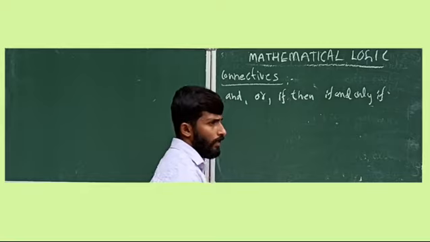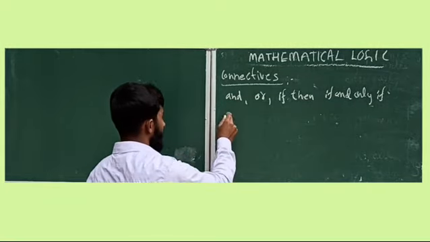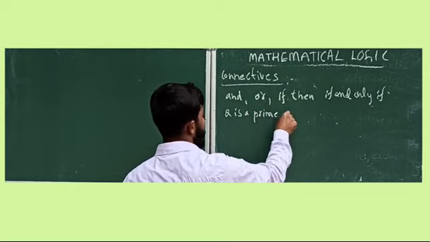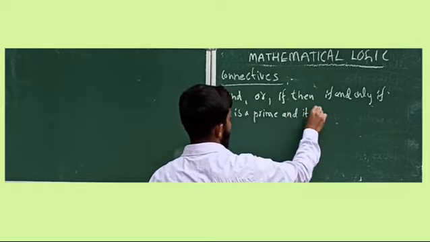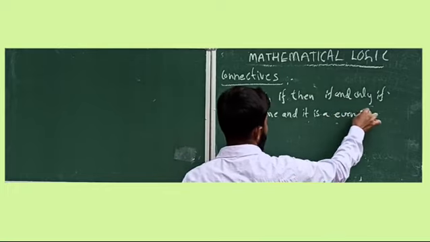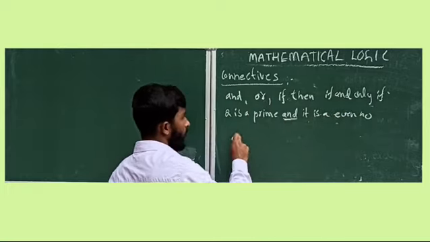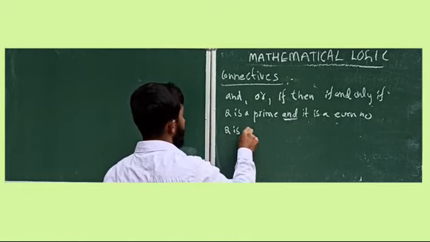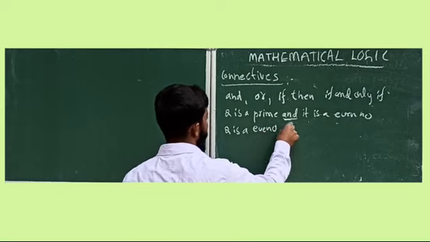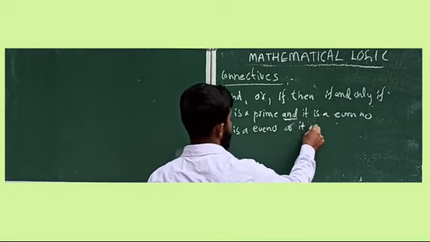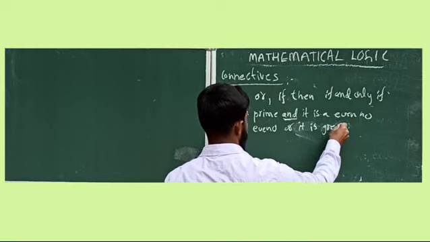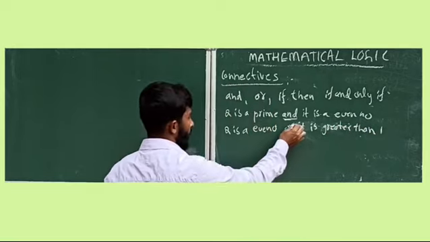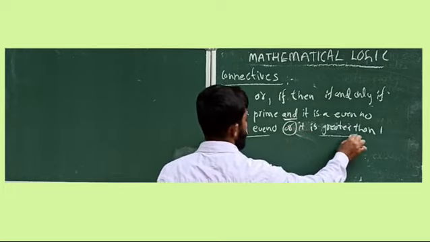Okay, these are some connectives. For example, 2 is a prime and it is an even number. Here the connective is "and". Clearly it's a compound statement. Or you can use, 2 is an even number or it is greater than 1. Now here the connective is "or". Again you can see two simple statements.